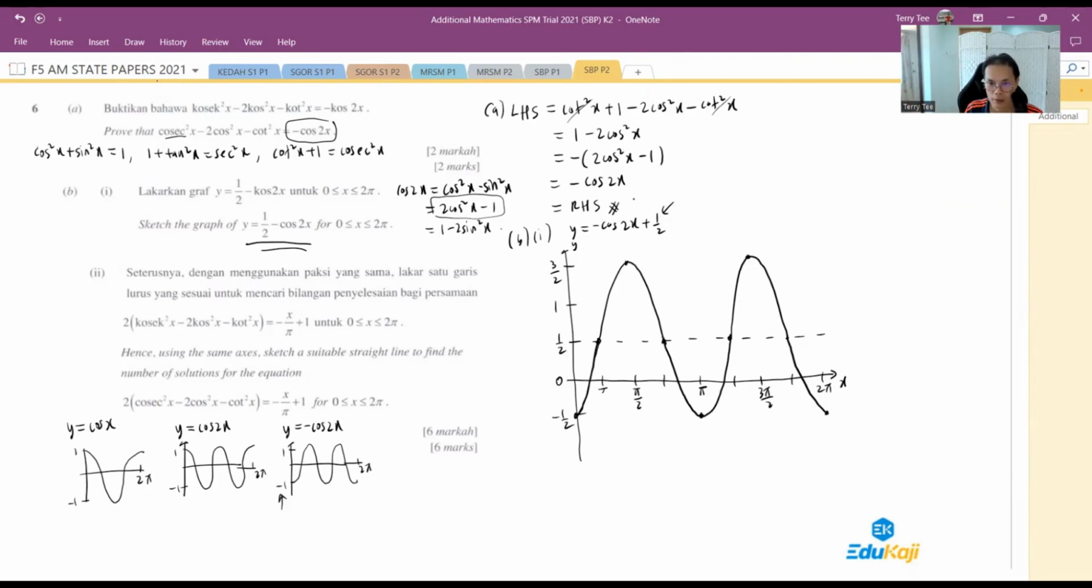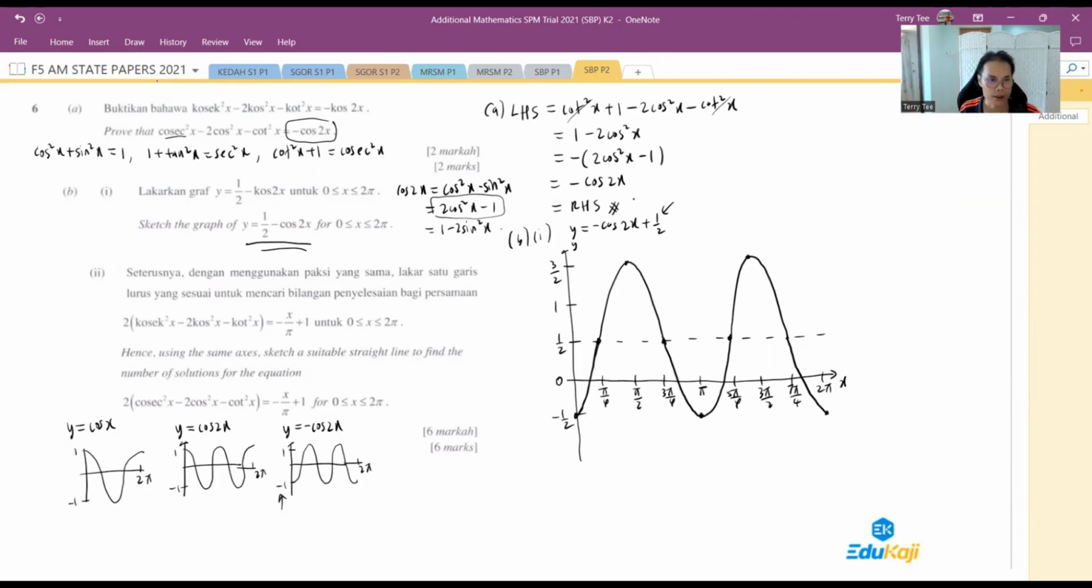But if you want, you can add in pi over 4, this is 3 pi over 4, this is 5 pi over 4, and this is 7 pi over 4. So basically, when you take 2 pi divided by 8 segments, it is pi over 4 each. So you keep adding pi over 4. Okay. Now, with that, we can sketch a straight line.